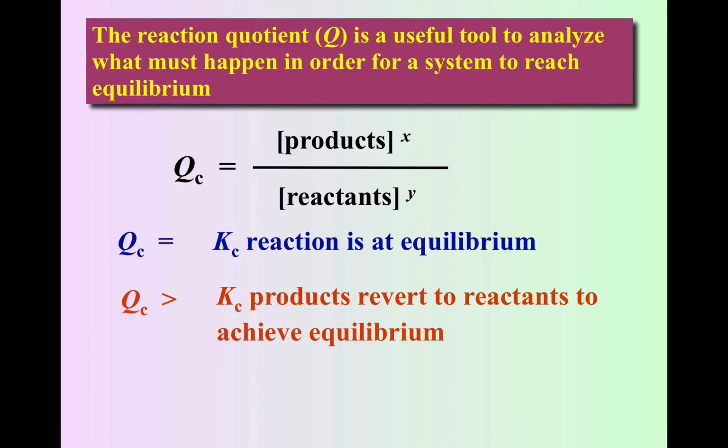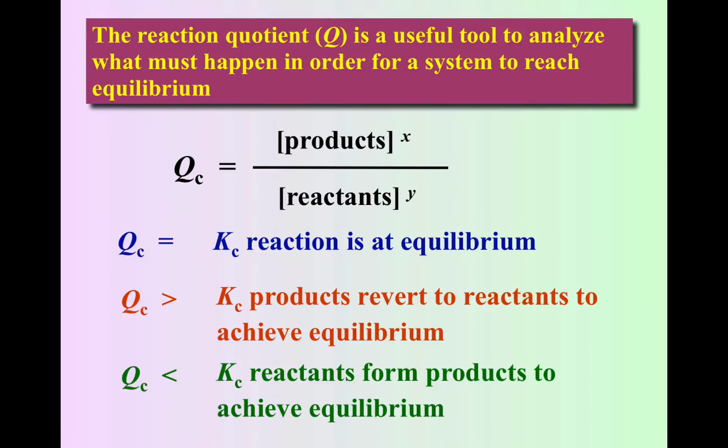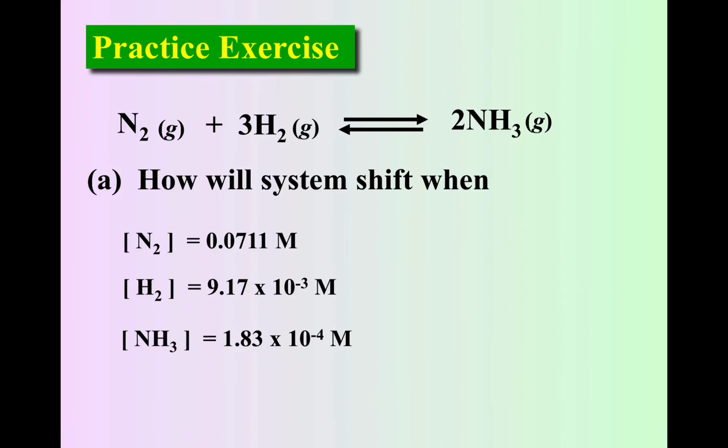If Q is greater than K, it means that you've gone too far forward. You have too many products and you've got to shift backwards and make more reactants. If Q is less than K, it means that you haven't gone far forward enough, right? There's still reactants to lose, still products to make in order to get to equilibrium.